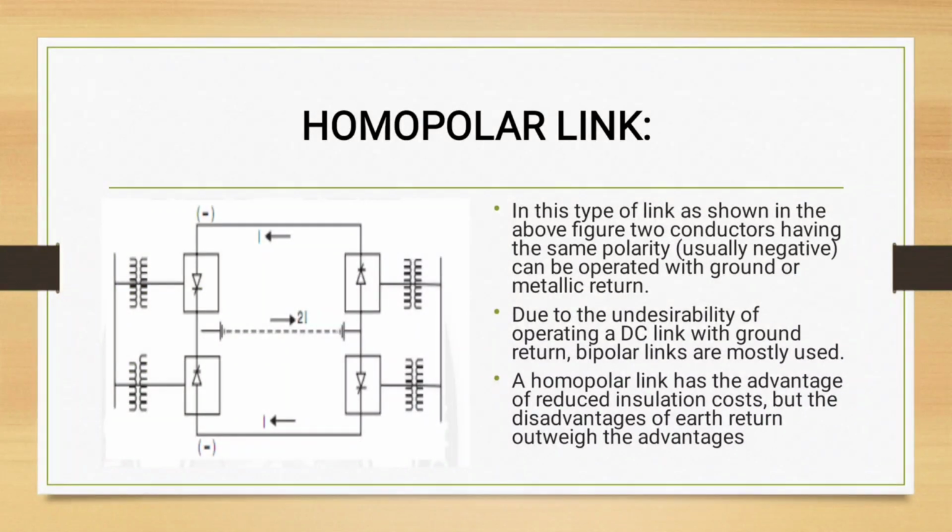This is the homopolar link. In this type, two conductors having the same polarity, usually negative, can be operated with ground or metallic return. Due to the undesirability of operating a DC link with a ground return, bipolar links are mostly used. A homopolar link has the advantage of reduced insulation cost, but the disadvantages of earth return outweigh the advantages.